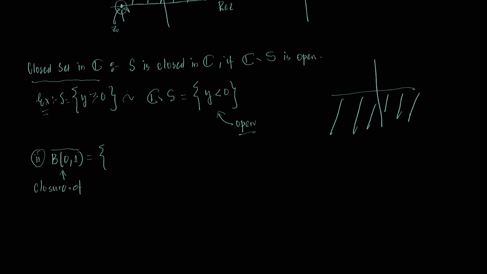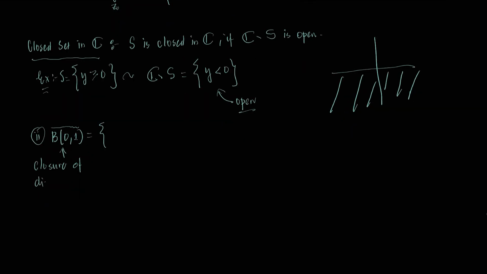So we'll just define this thing as the closure of the disc with center 0 and radius 1. How do you define it? This is nothing but the set of all those complex numbers such that mod z is strictly less than 1. Clear? And then the closure will be this, where the boundary is also included.